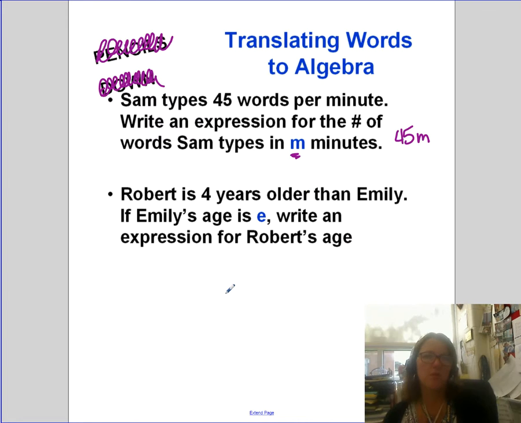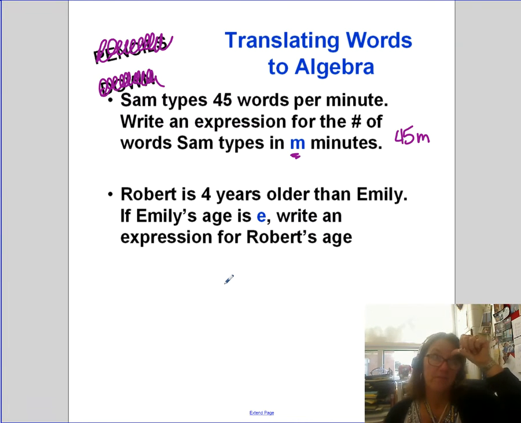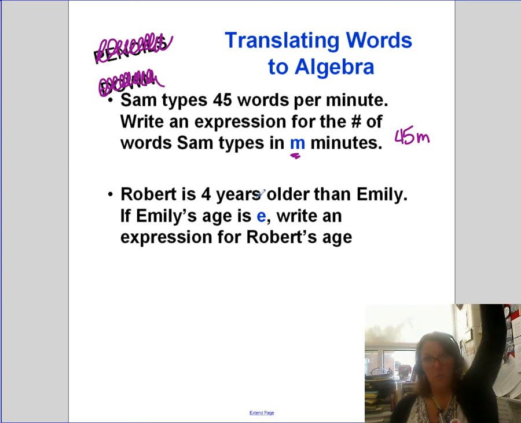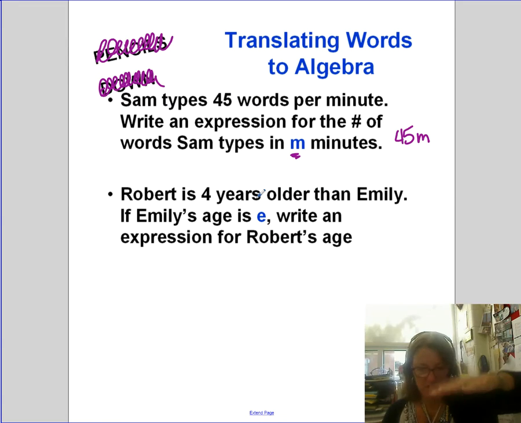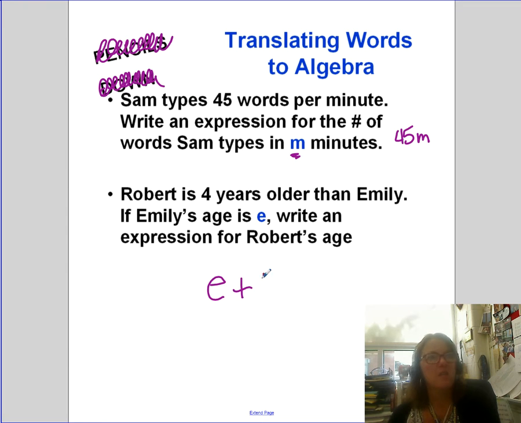Let's look at this one. Robert is 4 years older than Emily. Take a second to think about that. Robert's older than Emily. So now, if I say let Emily's age be represented by the variable E, can you write an expression for Robert's age? Well, Robert is 4 years older than Emily, so 4 more than, plus 4. There you go.